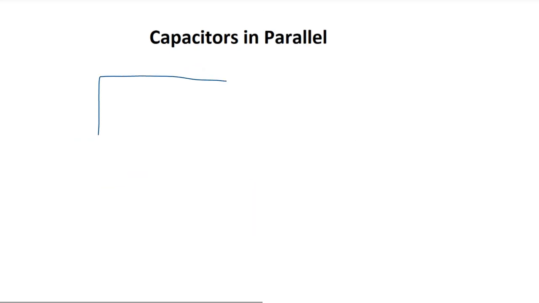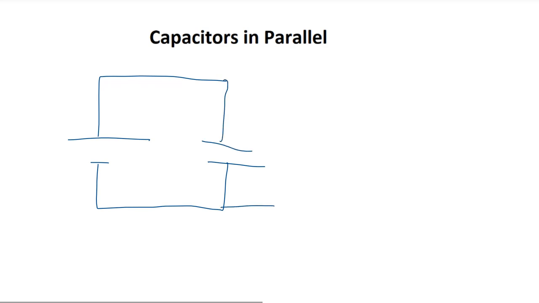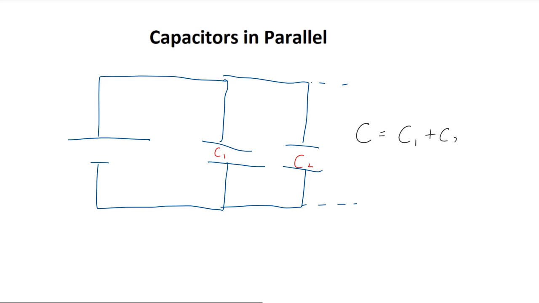For capacitors in parallel, in other words, capacitors attached in a circuit in such a way that they create more paths for the electrons to flow, then as with resistors in series, the capacitances simply directly add to each other to get the equivalent capacitance. In other words, the total equivalent capacitance capital C is simply equal to the capacitance of capacitor 1 plus the capacitance of capacitor 2 and so on. Therefore, for capacitors in parallel, as you add in more capacitors, the total capacitance of the circuit increases.